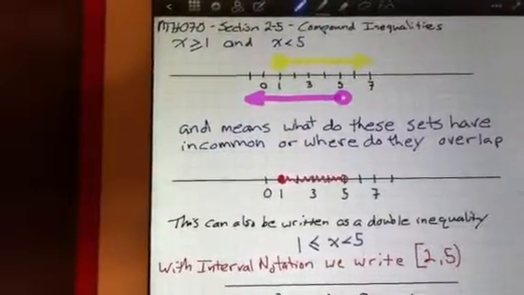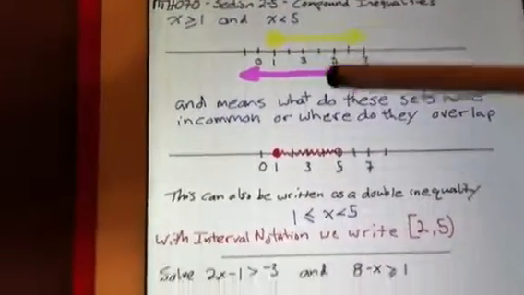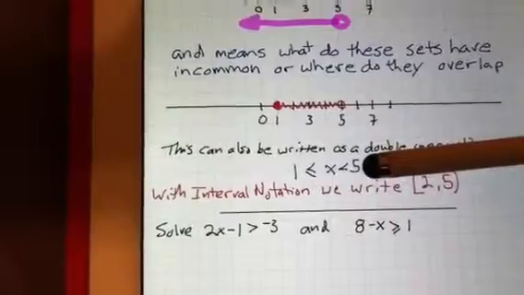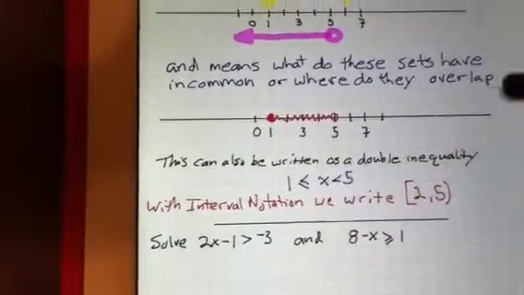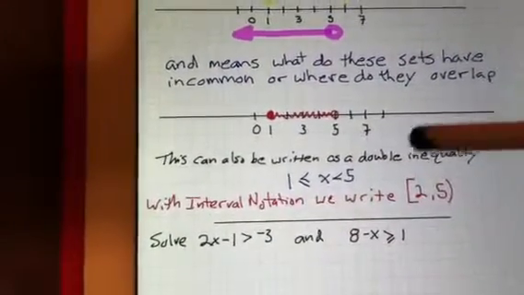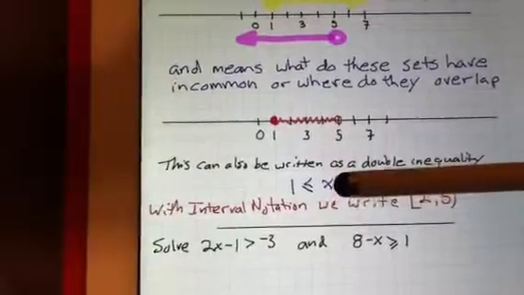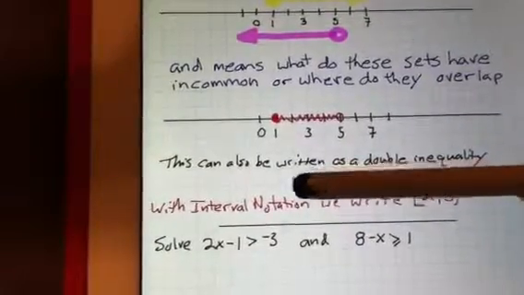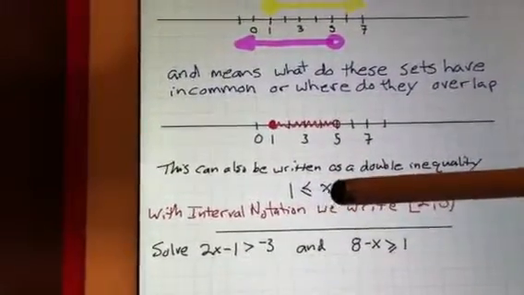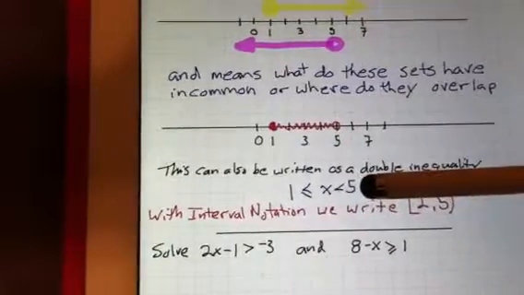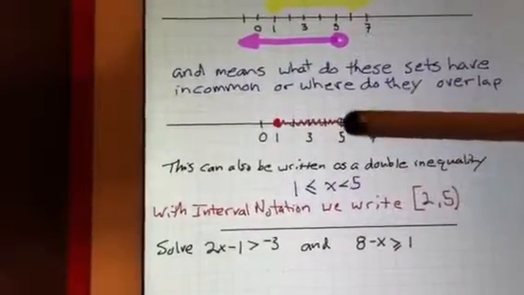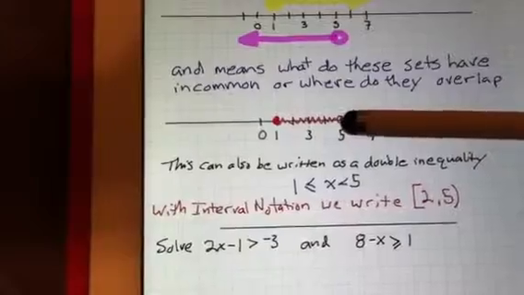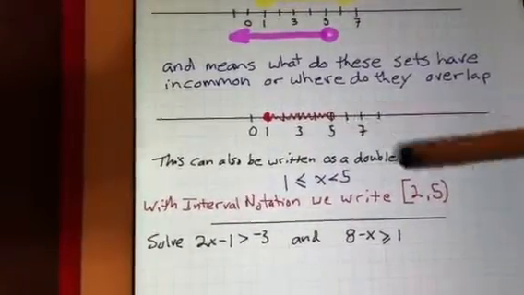Now sometimes with and connections you can rewrite it as what's called a double inequality. Remember before I said you always have to read from the variable? So reading from the variable, this says x is greater than or equal to 1 and x is less than 5. And that describes this interval. Now we can also use interval notation.